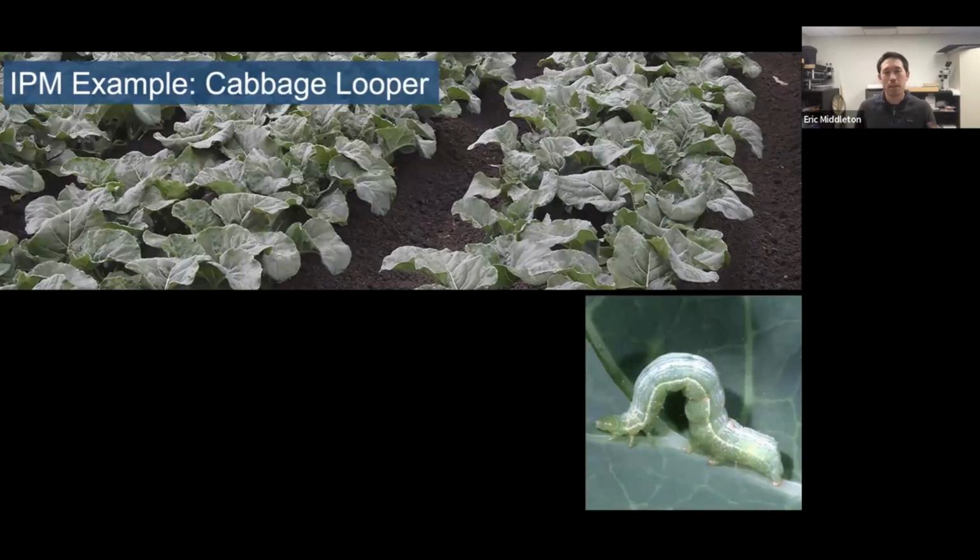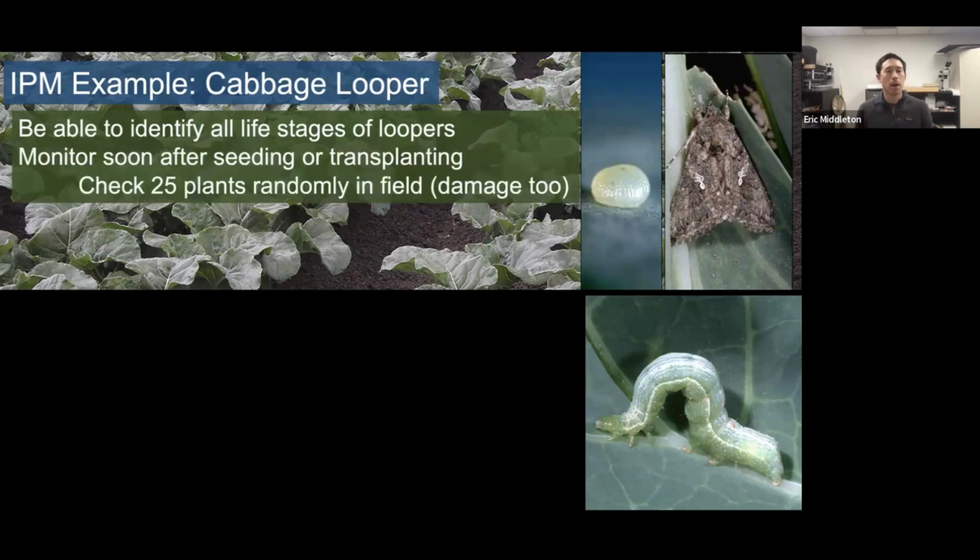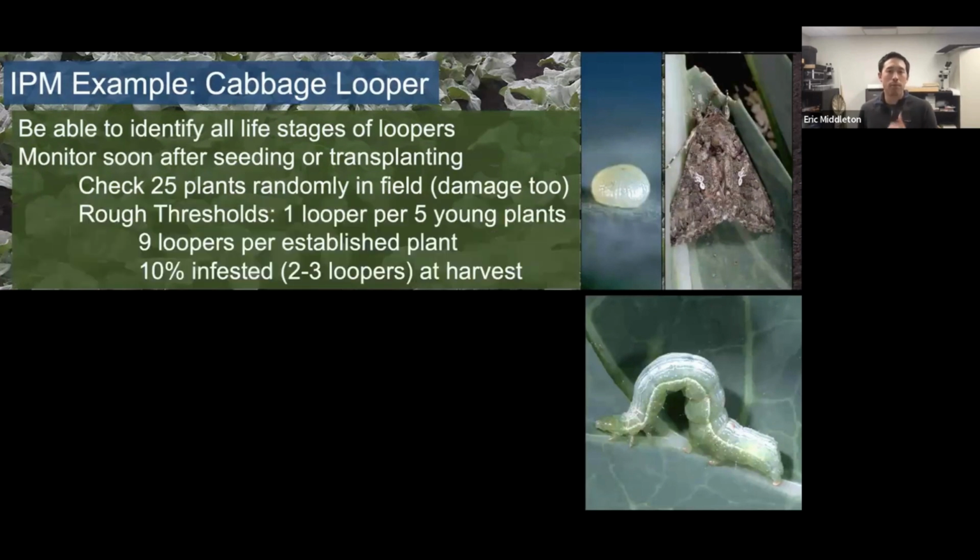Another example, if you have things like cabbage looper present in different cole crops, first off, be able to identify all stages of loopers. So you can see their eggs, some of the adults, and then also the larvae pictured down below. You want to be monitoring soon after seeding or transplanting, sort of similar to the aphids, checking, say, 25 plants, except in this case, randomly throughout the field, looking both for the loopers and for their damage as well.